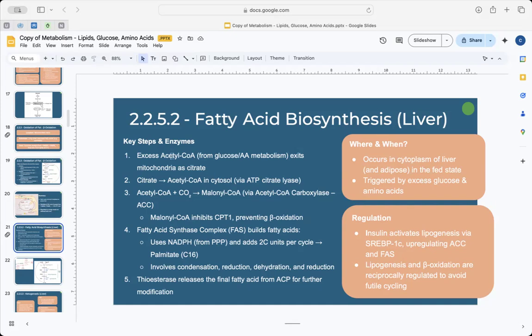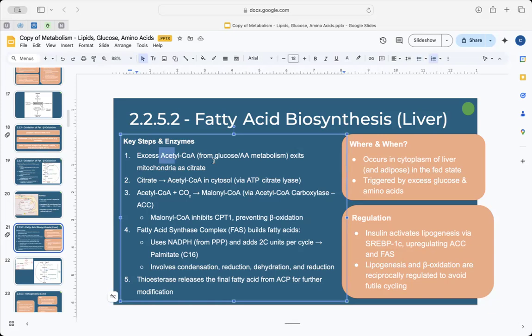And just to note here on key steps and enzymes. We've got step one to do with excess acetyl-CoA, so from glucose and amino acid metabolism, like we talked about, that exits the mitochondria as citrate. Citrate goes into acetyl-CoA in the cytosol via this enzyme here. And then we eventually, once we've passed all of these bits again, we get to step 4, the fatty acid synthase complex, which builds fatty acids.